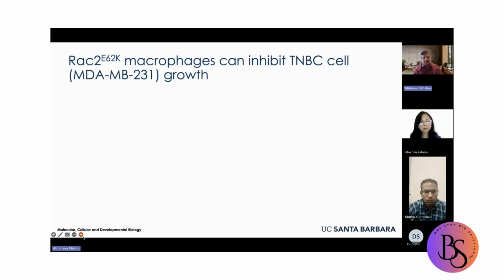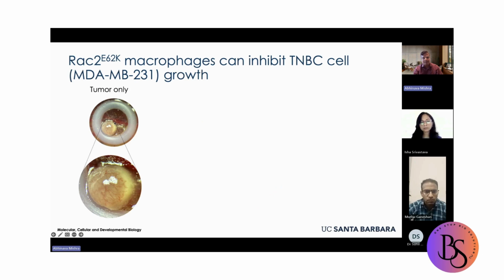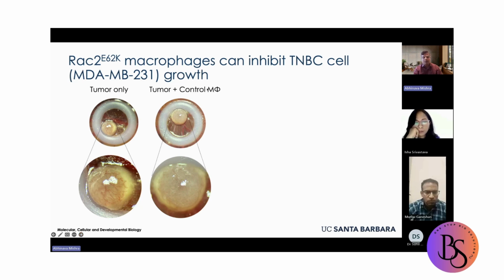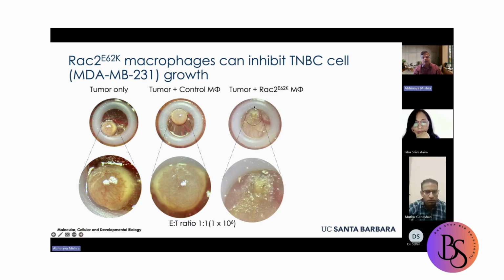Using this, we can grow the tumor cells on these chick membranes. You can see that they form these tumors, which have also attracted blood vessels from the chick, suggesting that the tumor cells are using the chick's angiogenesis to support their own growth. When we co-culture them with the control macrophages, the tumor does not look any different. But when we co-culture them with the RAC macrophages, you can see that the tumor mass has significantly shrunk, suggesting that the RAC macrophages can also eliminate or inhibit the growth of these triple negative breast cancers.